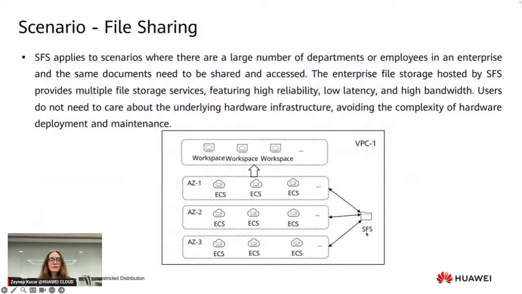So here we see a diagram, and I'll tell you what's going on in the diagram. It's showing a setup where different ECS instances, as you see here, are spread across 3 availability zones: AZ1, AZ2, and AZ3. And these instances are all connected to a shared file system, which is SFS, within a virtual private cloud, VPC1. And this setup ensures high reliability, low latency, high bandwidth for accessing shared documents, without worrying about the underlying hardware. So they're all sharing an SFS. They're sharing the files.